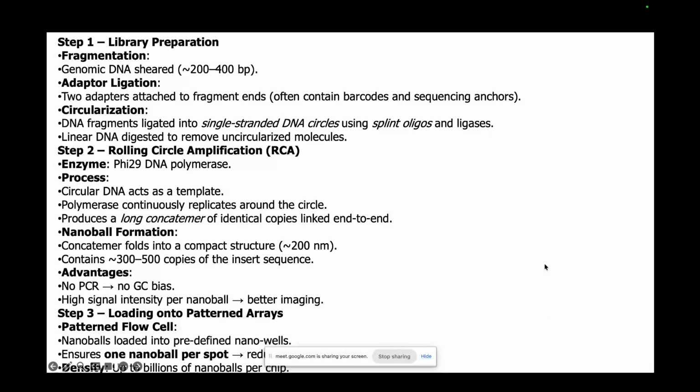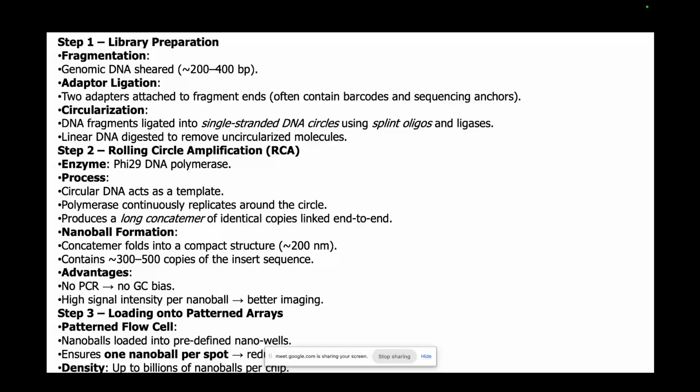Yeah, so the DNA fragments are ligated into single-stranded DNA circles using splint oligos. These are a specific type of oligos, and there are different types of ligases as well. And this linear DNA is digested to remove all the uncircularized molecules. So basically, you make all the linear DNA into circularized DNA, and then you remove all the linear DNA that has not been converted. Then comes the important part, which is the rolling circle amplification.